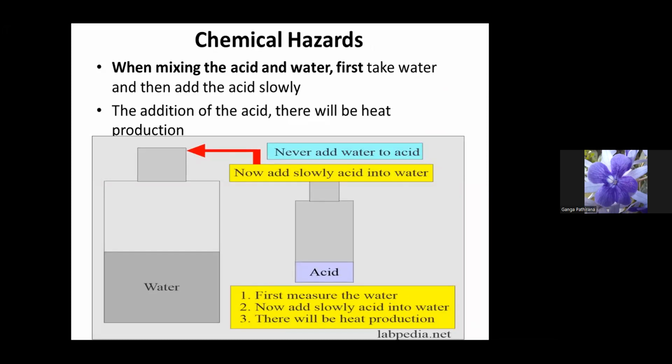When you are mixing chemicals, you should be very careful. When mixing acid and water, take water and then add the acid slowly. Most of us practice this, otherwise, when there is addition of the acid, there will be heat production. Therefore, never add water to acid, and you have to slowly add acid to water.